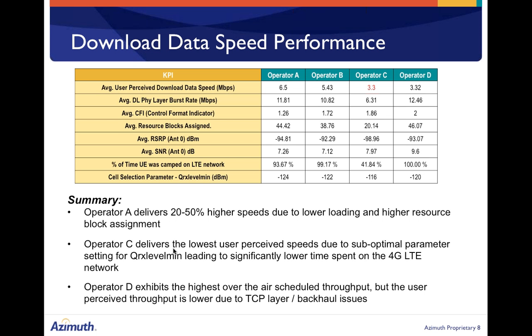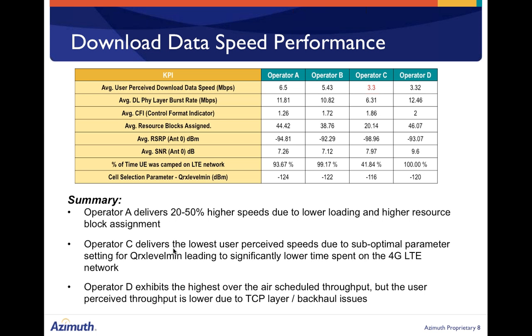But multiple reasons helped the physical layer look so good. If you look at the control format indicator, the CFI, it was obvious that operator A's network was the least loaded compared to all the other 3 operators. This relatively lower loading means relatively fewer users on the network competing for resources, and so having fewer users helps offer better speeds on average to the test being done.